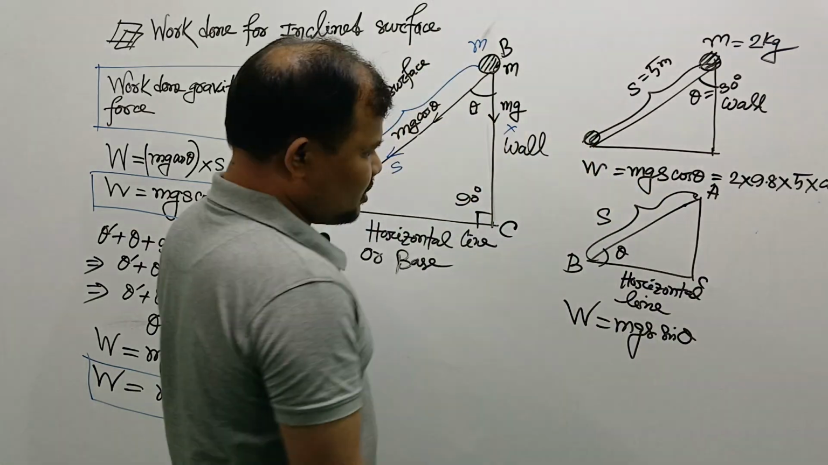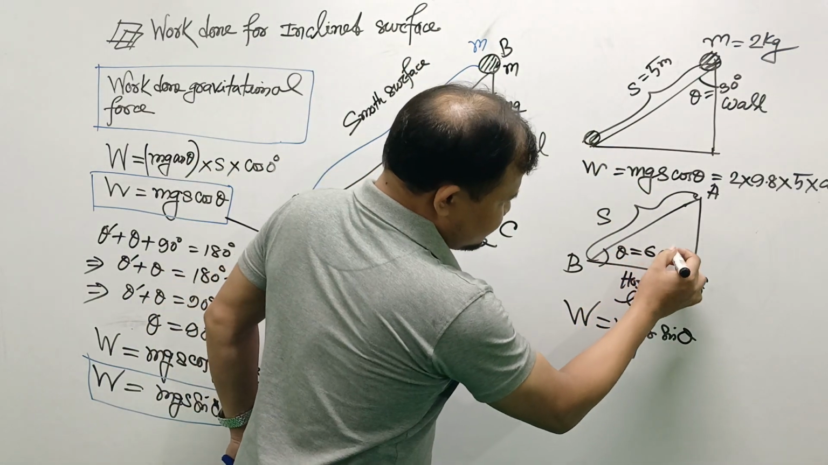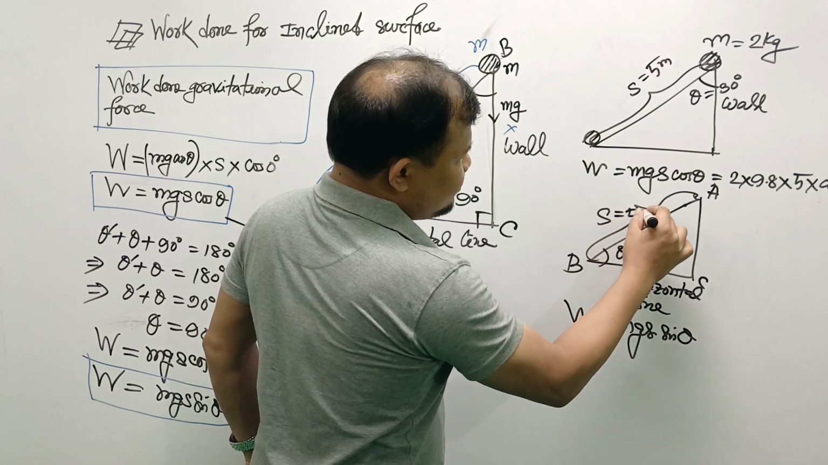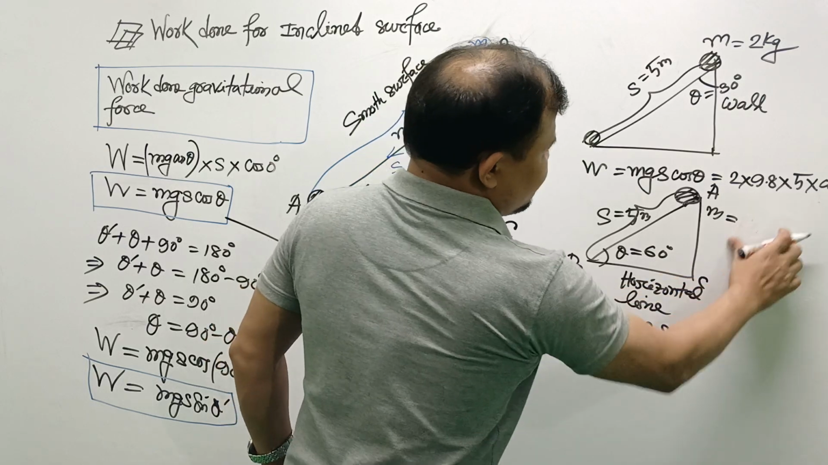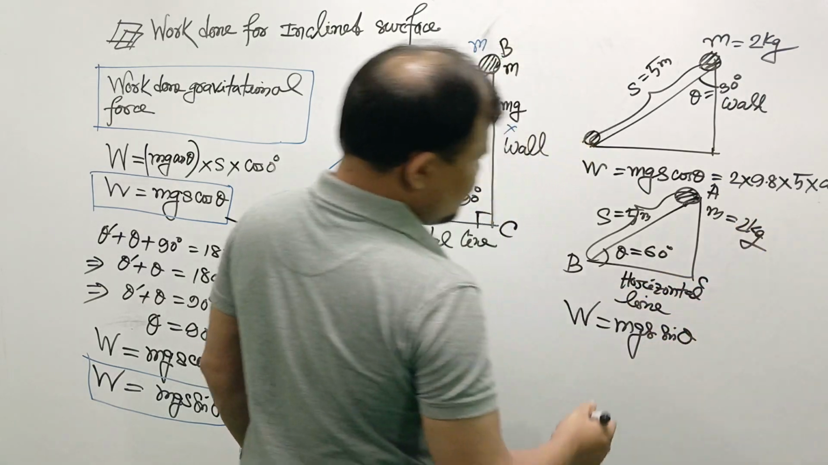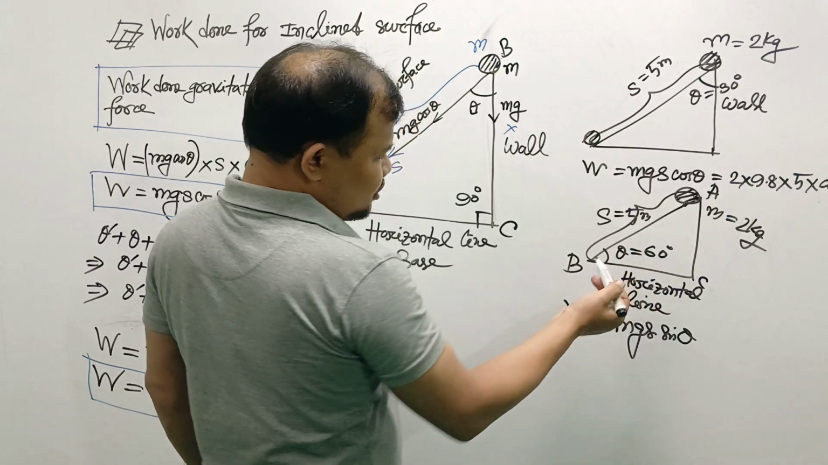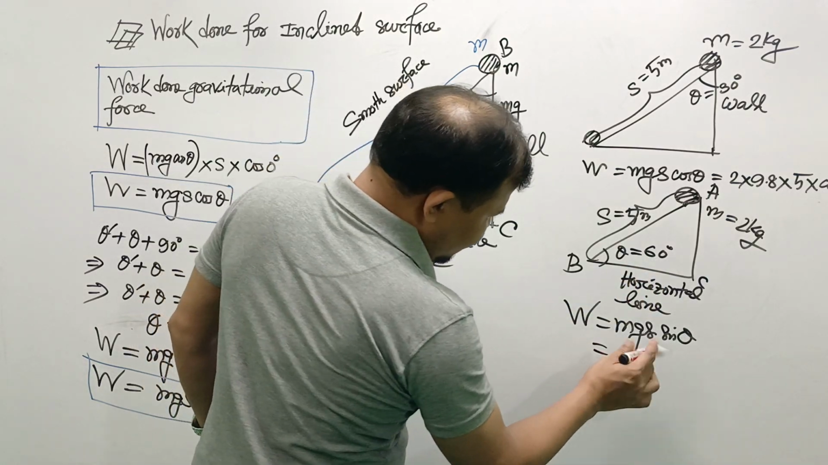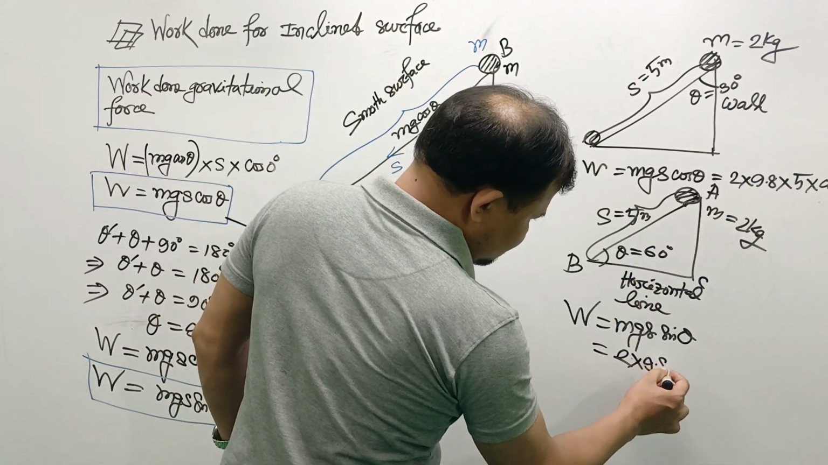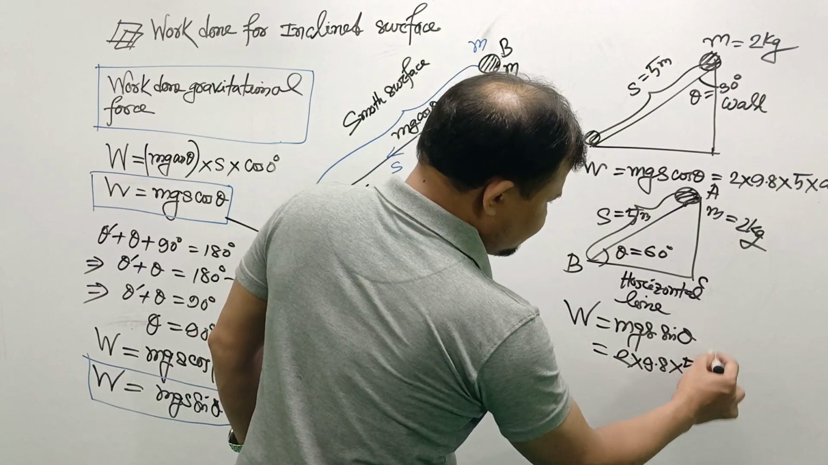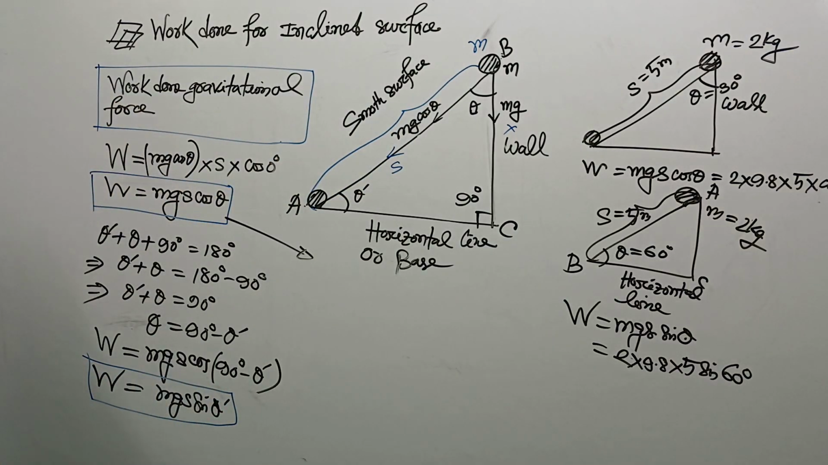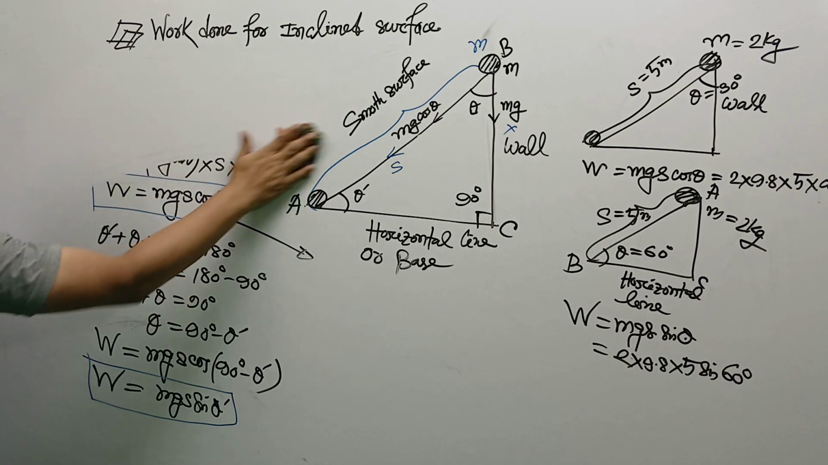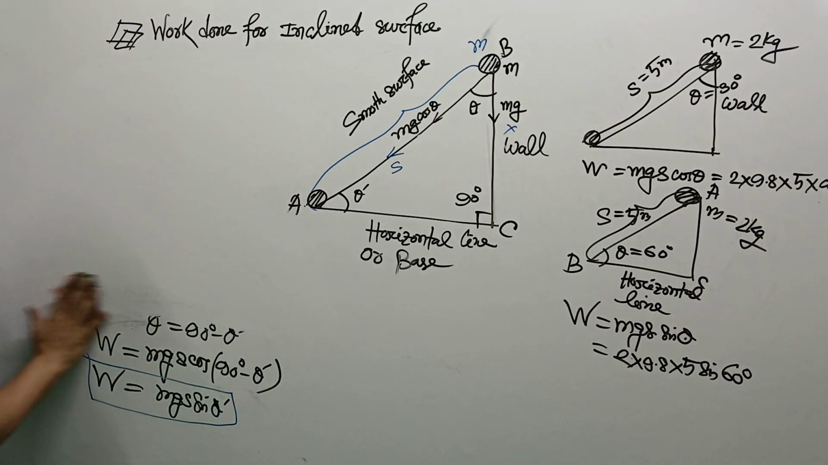This is the simple problem. And if this angle is 60 degrees, and this is 5 meters, and the mass of the object is 2 kg, then what will be the work done when the object goes from point A to B? We just put in m is 2 kg, g is 9.8, s is 5 meters, sine theta with 60 degrees. Now we give you another special problem. I think that if you solve this special problem, it will be very good for you.